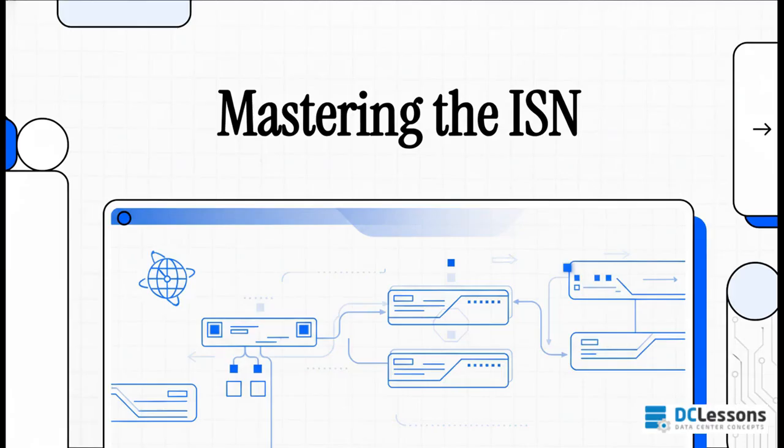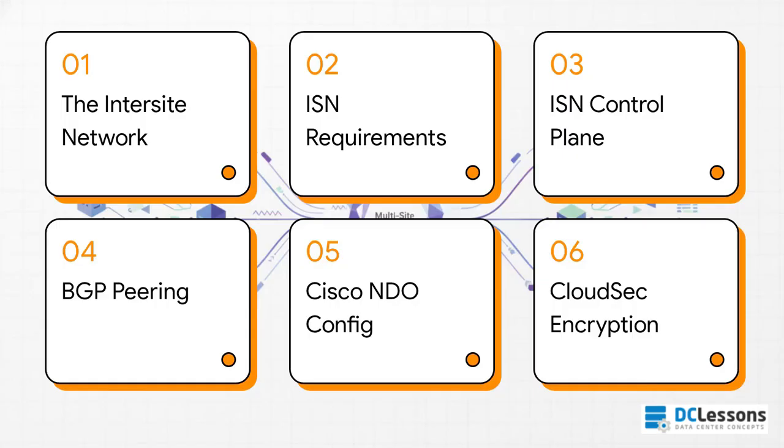Hello and welcome. Today, we're going to jump right into the engine room of Cisco's ACI multi-site architecture. We're talking about the Intersite network, or ISN. This is the critical Layer 3 plumbing that actually connects all your data centers together. Understanding how this thing works is absolutely key to building a multi-site fabric that's resilient, scalable, and most importantly, secure.